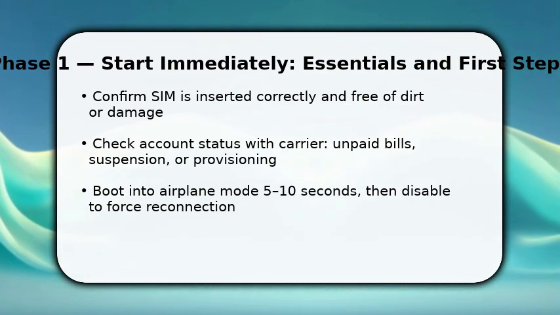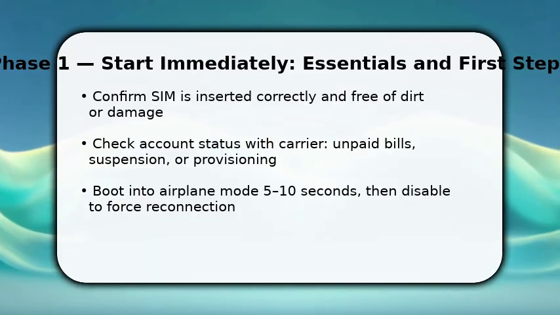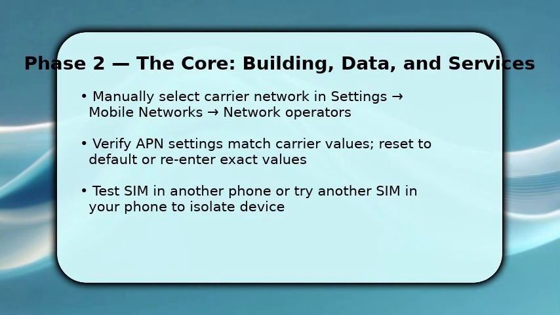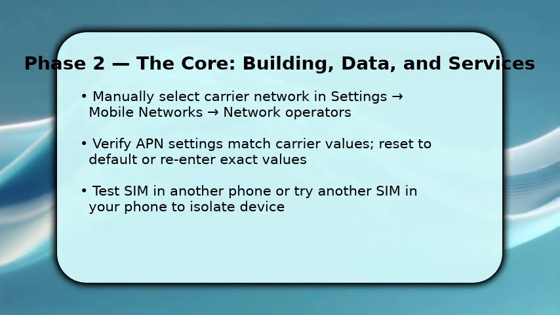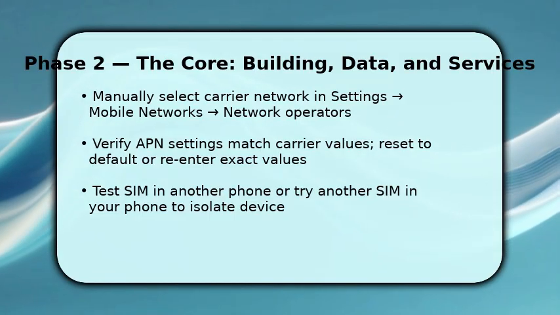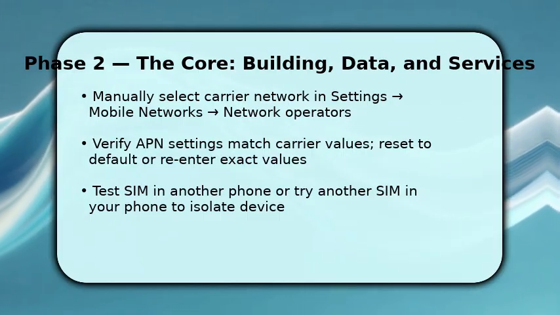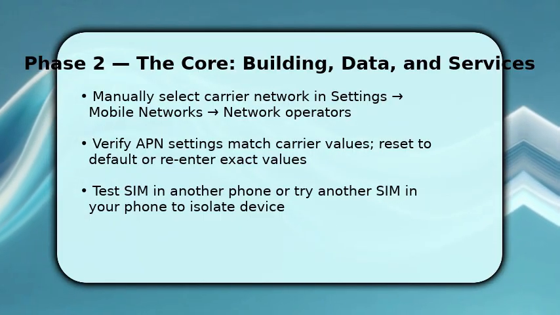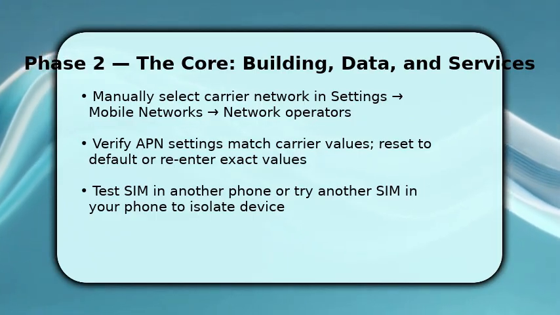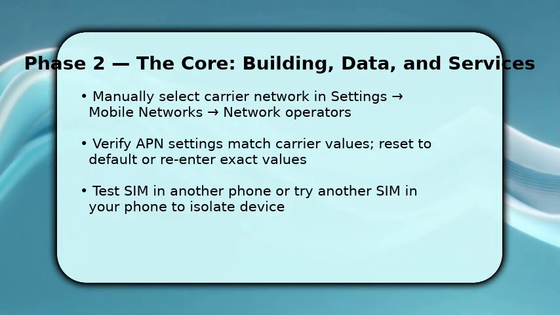Now you dig deeper. Go to Settings, Mobile Networks, and choose Network Operators to manually select your carrier. Automatic sometimes fails. Make sure APN settings exactly match the carrier values. If unsure, reset to default and re-enter precise entries because wrong APN prevents registration and data.